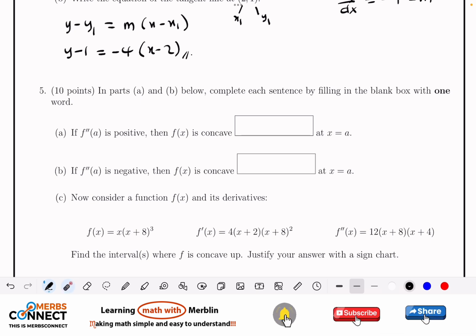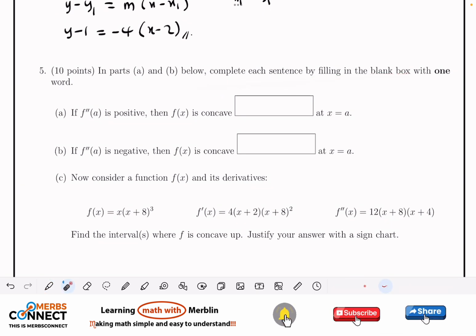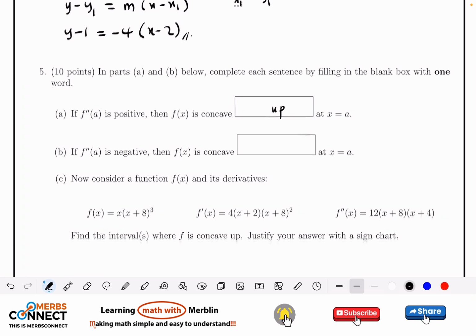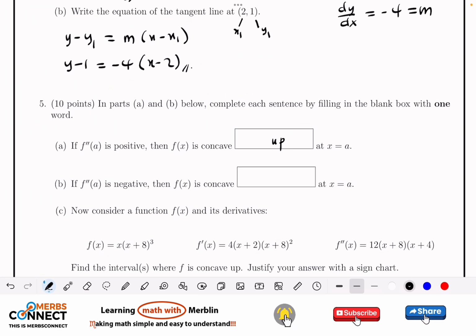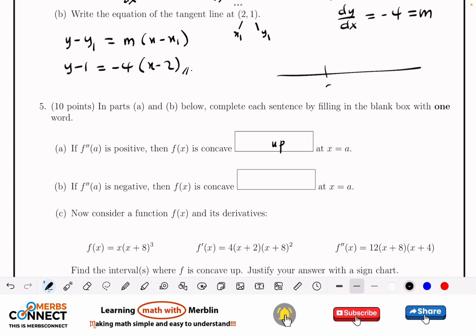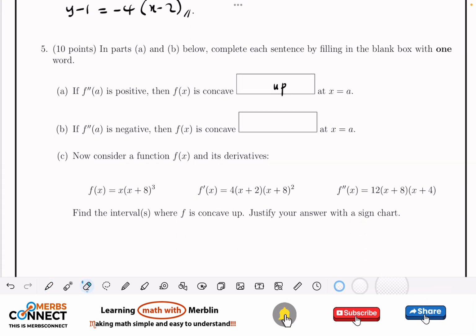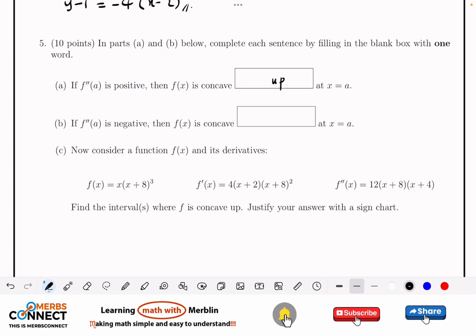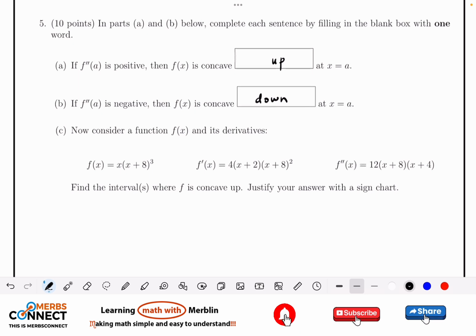Now let's look at question 5. Okay, so we need to complete this. If f prime prime of a is positive, then f is concave up. So whenever you are at a point and f prime prime is positive, this is concave up. That is what we are trying to say. Whenever it is positive, it's concave up, and automatically when it is negative, it will be concave down. That's what you are going to get for B.